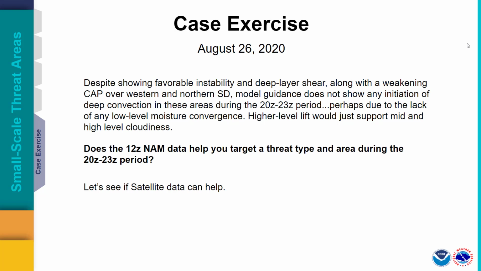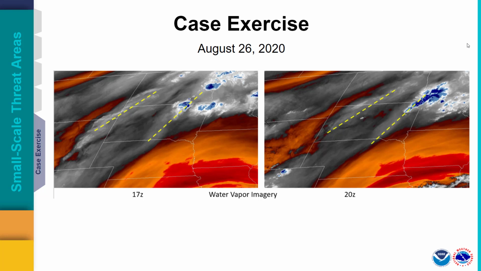So now what? Can you pinpoint what will happen and where, if anything at all, during the 20 to 23Z period? Let's see if satellite imagery can help. Afternoon water vapor imagery shows two distinct waves with areas of lift, one that will be moving over and east of the surface front in eastern South Dakota, and another entering western South Dakota.